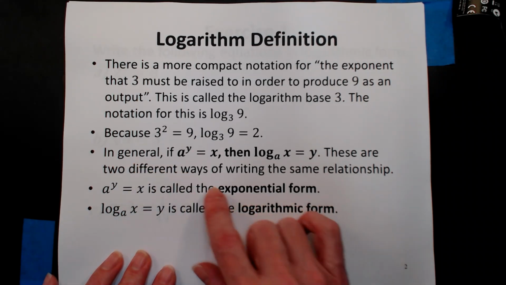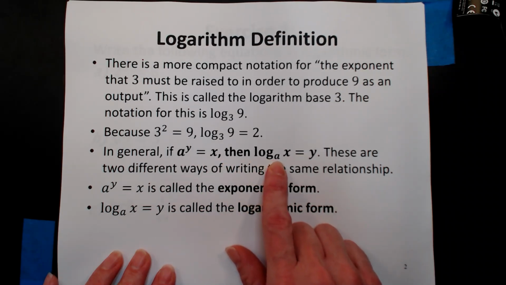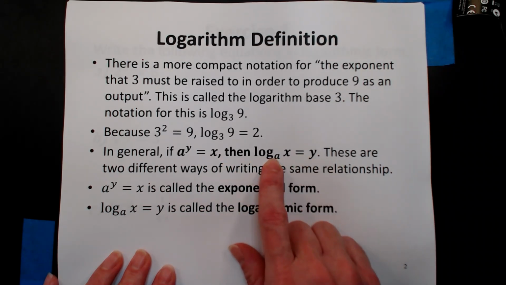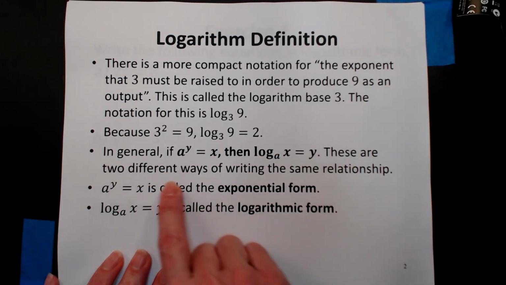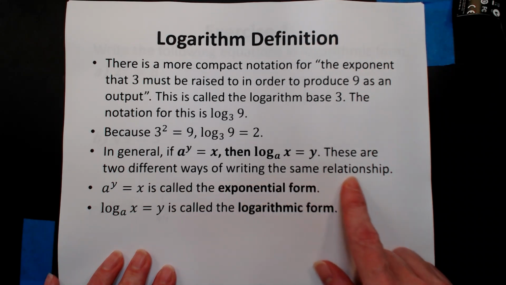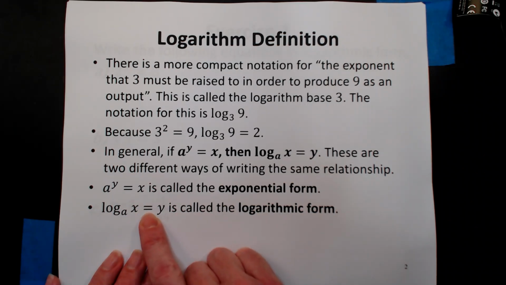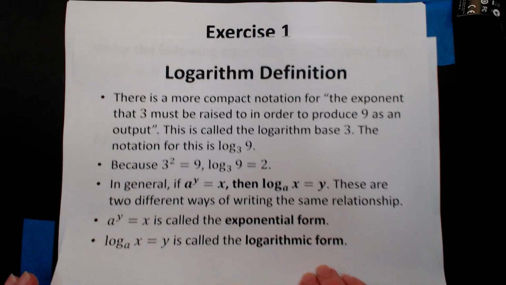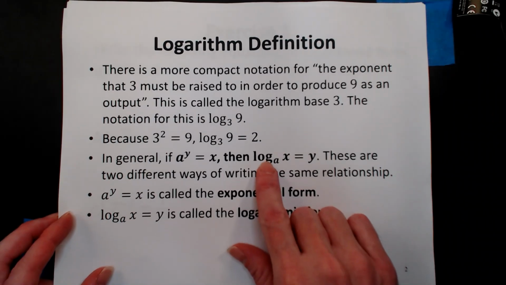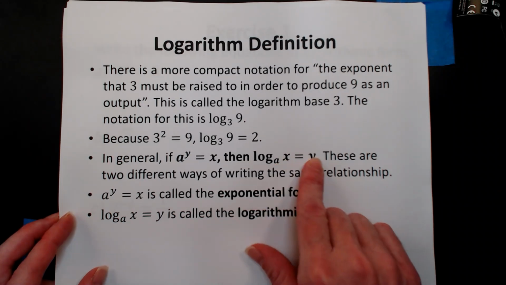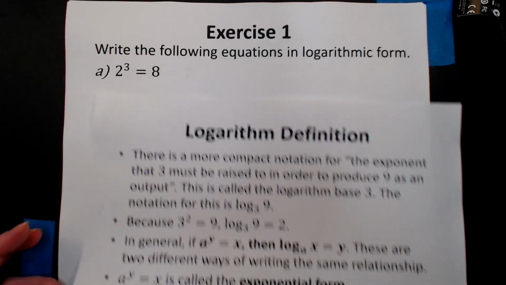In general, if a to the y equals x, then log base a of x equals y. In other words, what did I raise a to get x? I raised it to the y power. These are the two different ways of writing the same relationship. A to the y equals x is called the exponential form, and log base a of x equals y is called the logarithmic form. So basically, when you plug a number into a log, you get an exponent back out, whatever the exponent was on the base to get the number x. That's how I like to think about it.